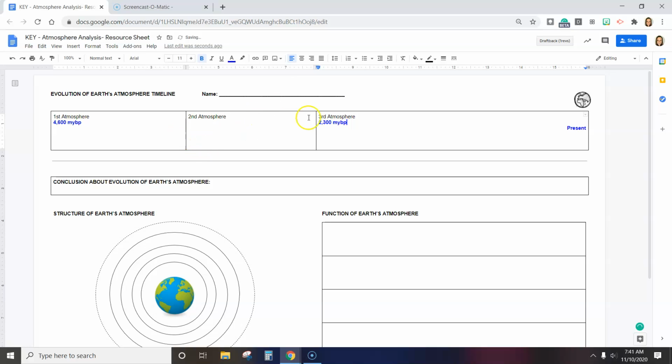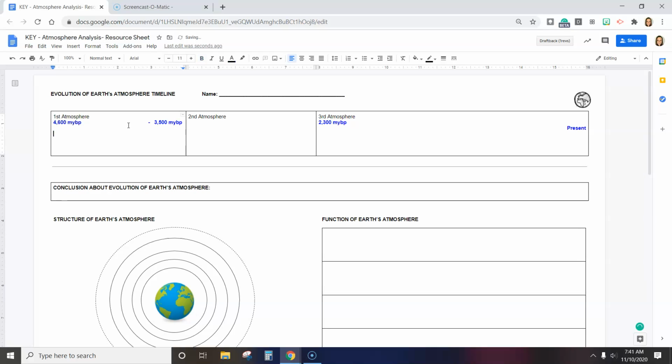There have been 3 atmospheres, and this is serving just as a review of what that reading was telling us for information. So our first atmosphere started, and this atmosphere was formed right at the Earth's creation. It took a while to actually really form because Earth was so hot. And so from 4,600 to about 3,500 MYBP, this one ended around 3,500 MYBP.